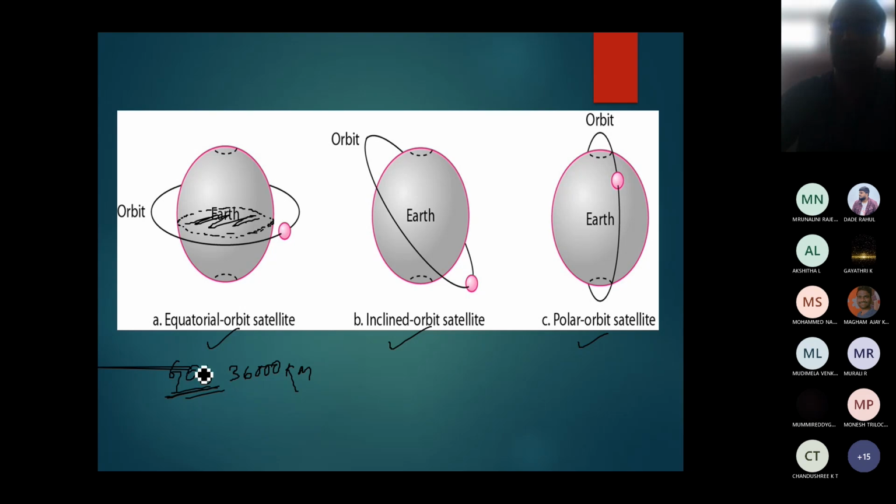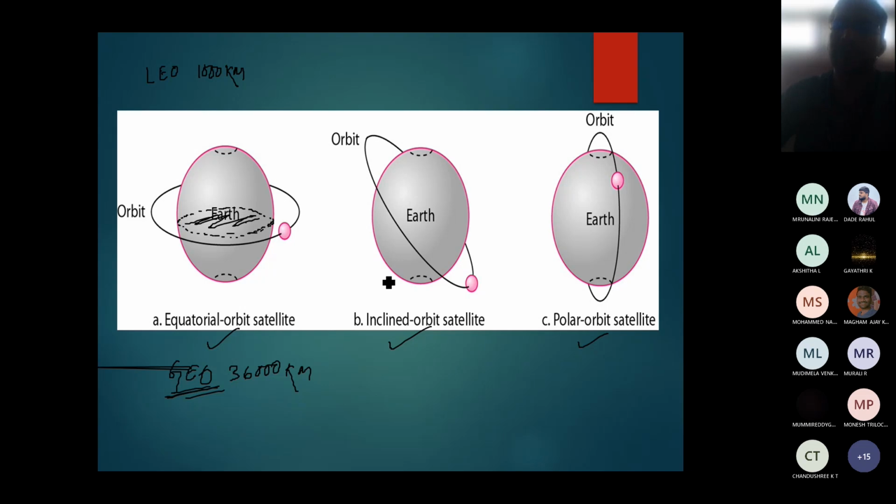But if the satellite is rotating in the equatorial orbit at a height of approximately 1,000 kilometers, then we cannot call that orbit a GEO orbit. We may call that orbit a lower Earth orbit. That means all equatorial orbits are not GEO orbits, but all GEO orbits are equatorial orbits. Getting my point?